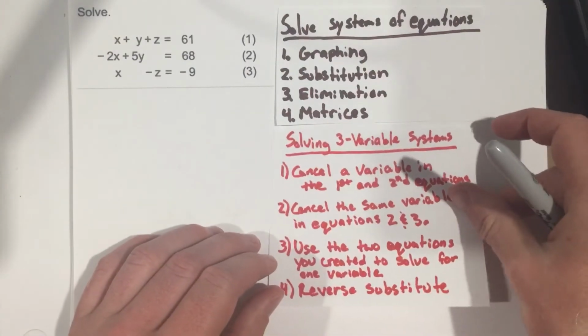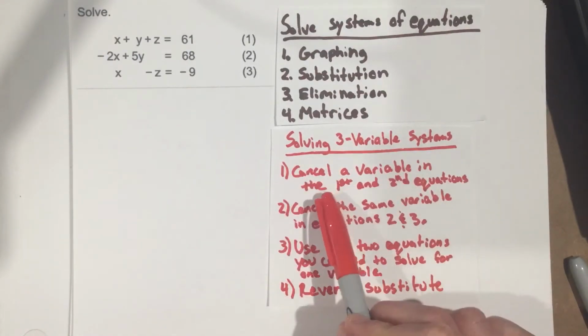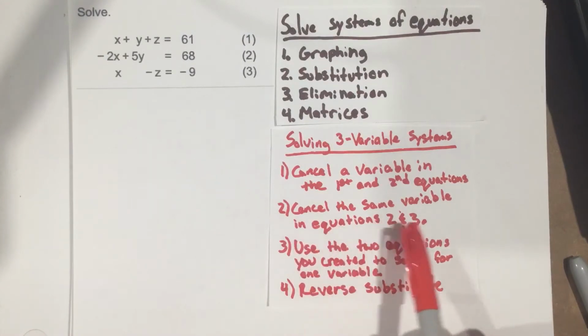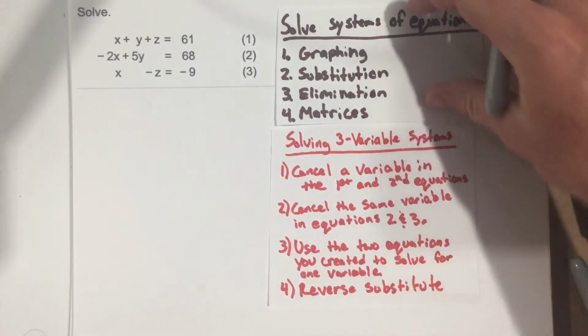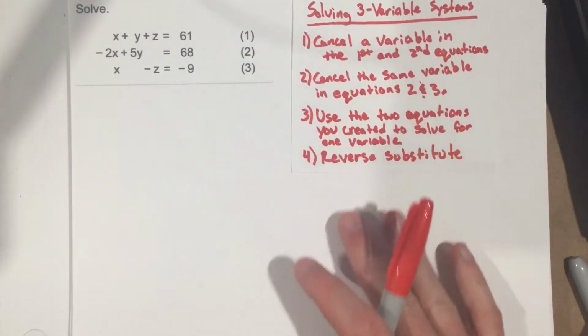Here's my steps to solve these systems, and this is what we're about to do. We're going to cancel a variable in the first and second equations. Then we're going to cancel the same variable in equations 2 and 3. We're going to use the 2 equations you created to solve for one variable, and then we're going to reverse substitute to find all our answers. So let's go ahead and start. Just going to throw this up here to the right, that way we've got that sitting there.